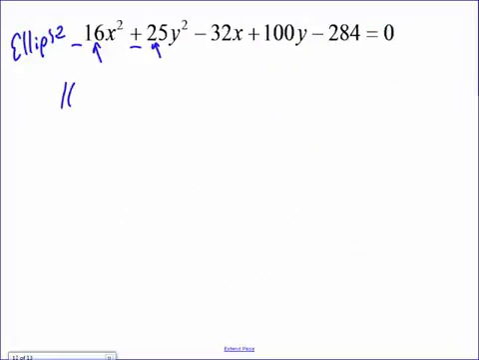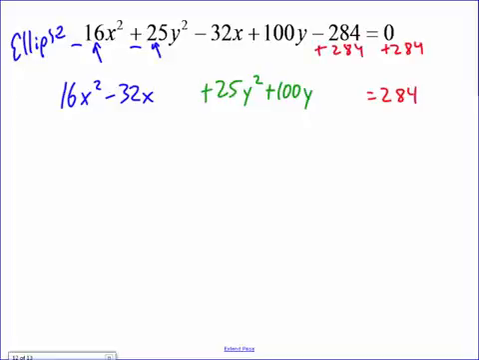So I'm going to write my x's together. 16x squared minus 32x. Leave some space. Do the same thing with my y. So 25y squared plus 100y. And I'm going to add this 284 to the other side. Okay, so let's complete the squares. Well, this gets tricky. Before we complete the squares, it's tougher to complete the squares if there's a coefficient on our second degree term. So we want to factor that out.